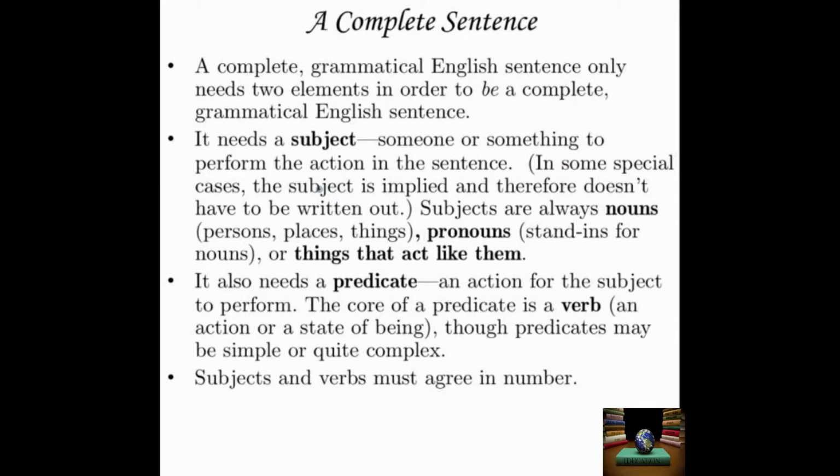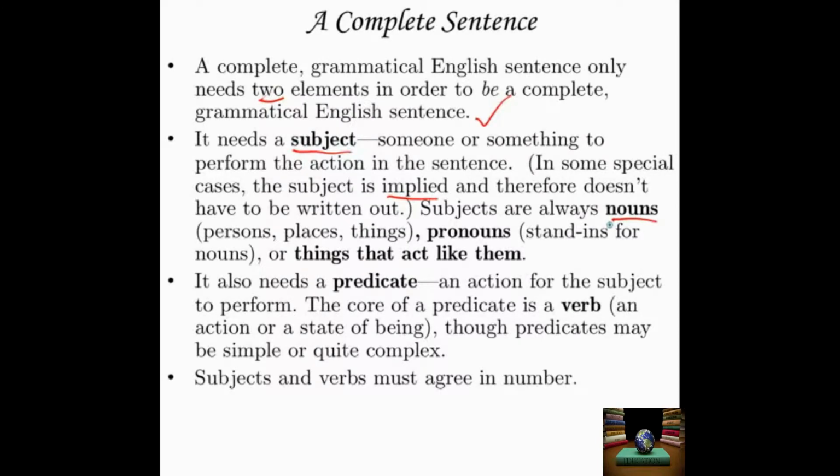All right. A complete grammatical English sentence only needs two elements in order to be a complete grammatical English sentence. That's it. As long as it has those two things included or implied, it's a sentence, it's all good. Now, the first thing a sentence needs is a subject, someone or something to perform the action in the sentence. The subject is what the sentence is all about. Now, in some special cases, the subject is implied and therefore doesn't have to be written out. We'll look at that in a minute.